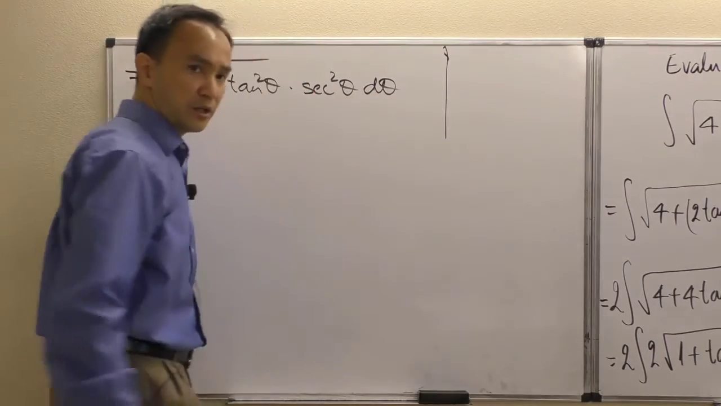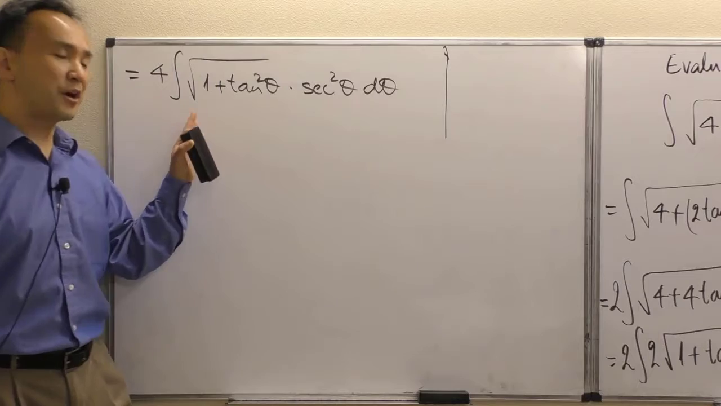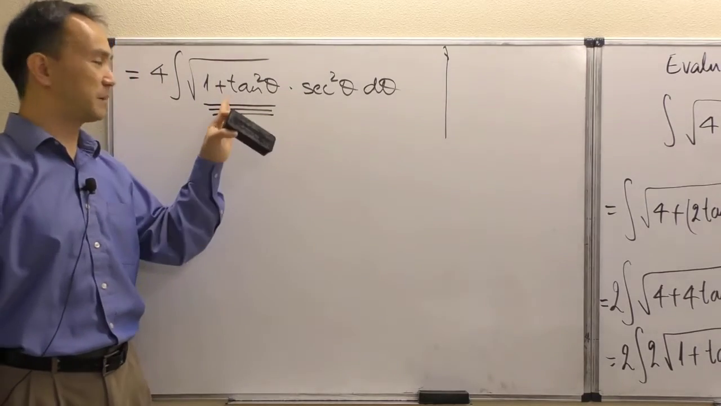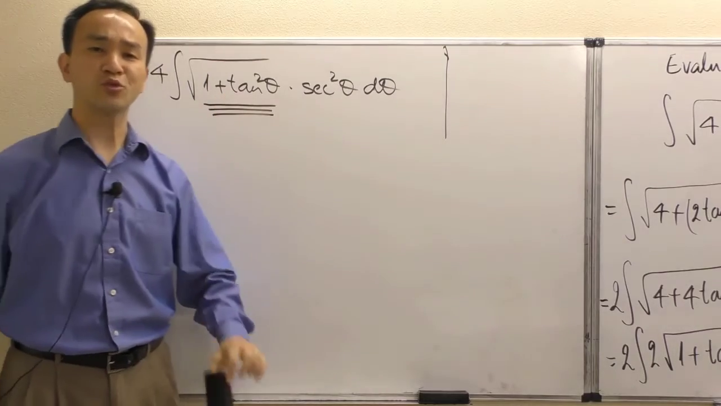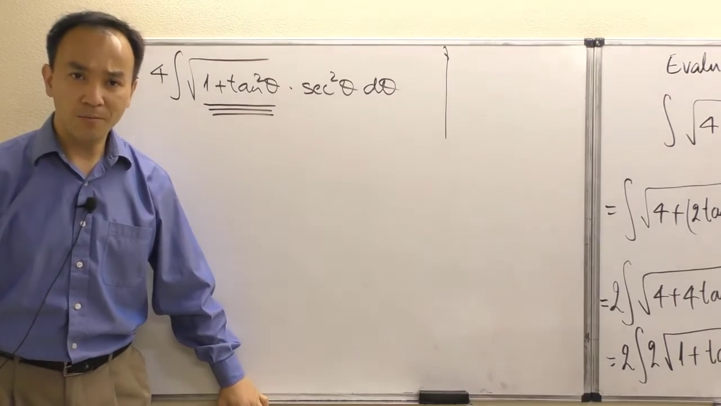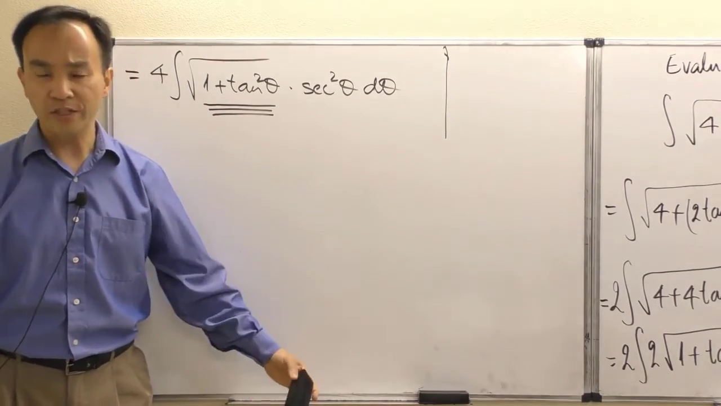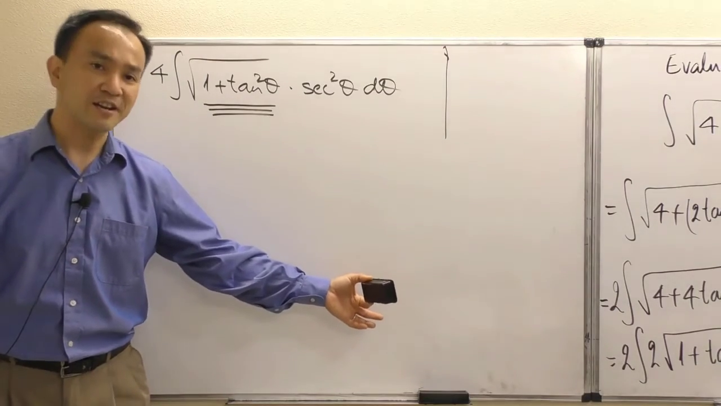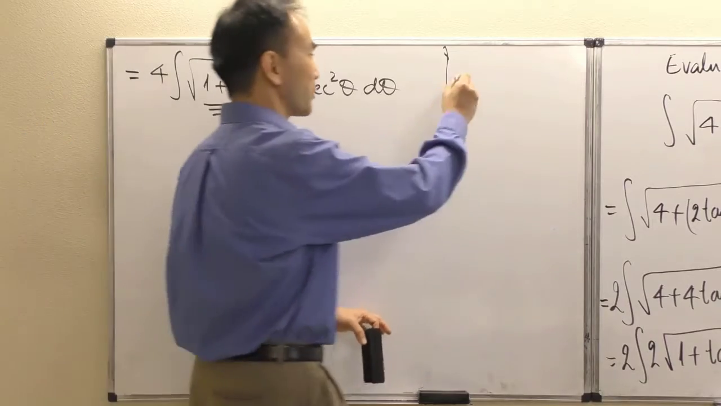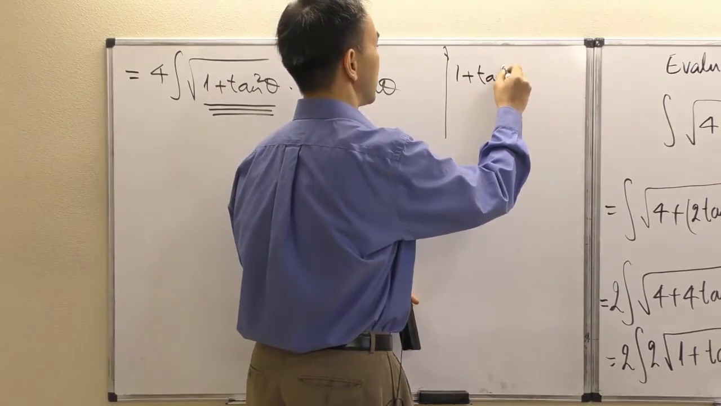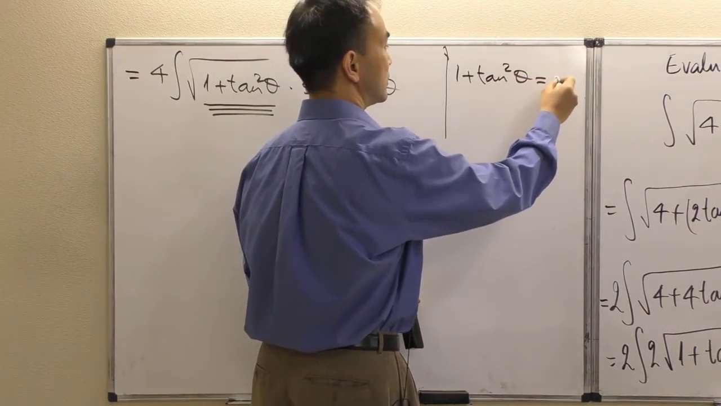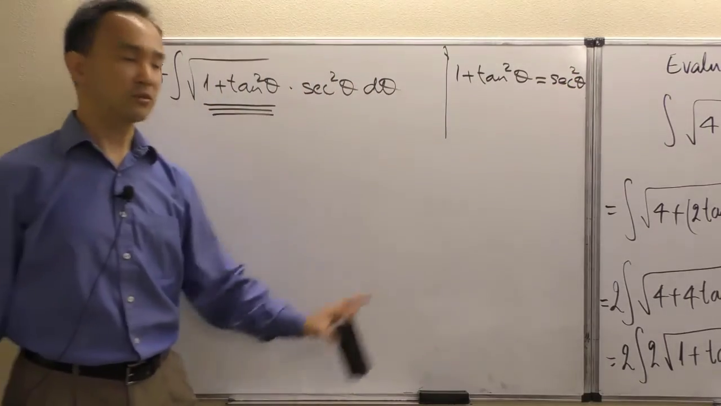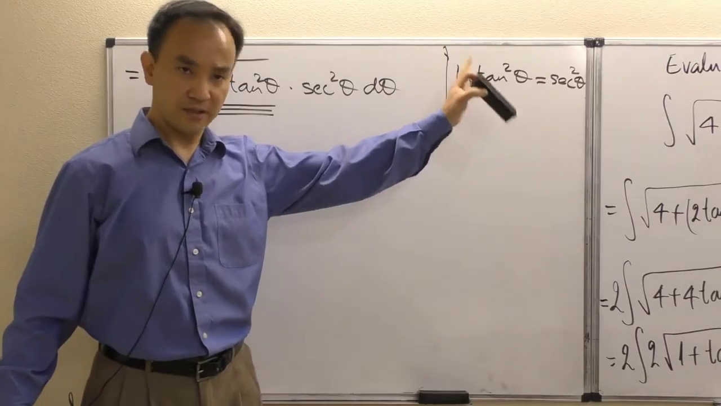Okay, so now a quick little reminder. At this point, I need viewers and students of mine who are studying with me to pay attention to this 1 plus tangent square of theta right here. According to those famous Pythagorean identities in trigonometry, 1 plus tangent square of any angle theta will equal secant square of the angle.